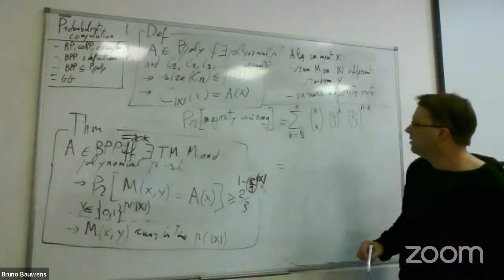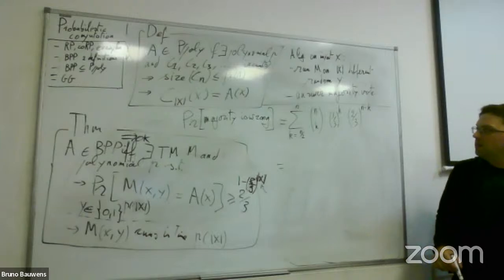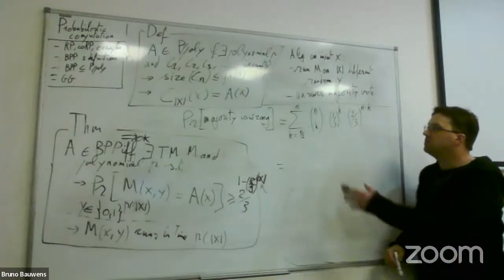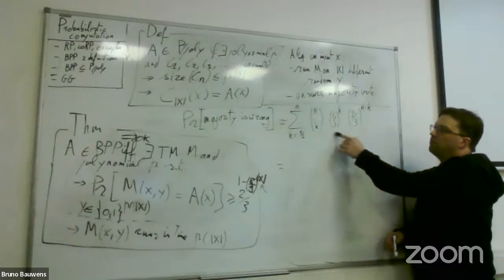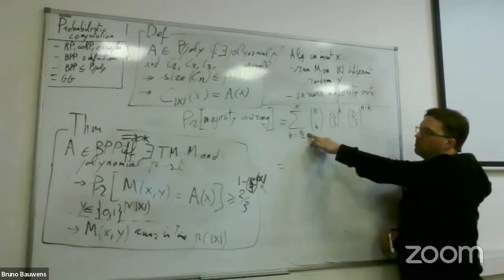Okay. So let us forget about this. Let us look at this coefficient. They're all bounded by the worst case where K is equal to n/2.